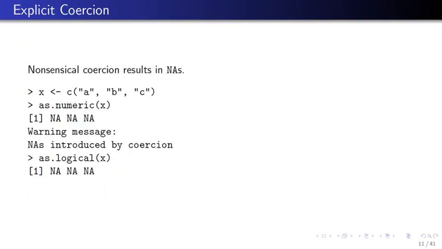Now, coercion doesn't always work, and when it doesn't work, you get what are called NA values. So nonsensical coercion will result in NA. For example, if I take the vector a, b, c and call as.numeric, there's really no way to convert the letters A, B, and C to numeric values. And so what you'll get is a vector of NAs plus a warning. Similarly, if you call as.logical on x, you're going to get a vector of NAs.